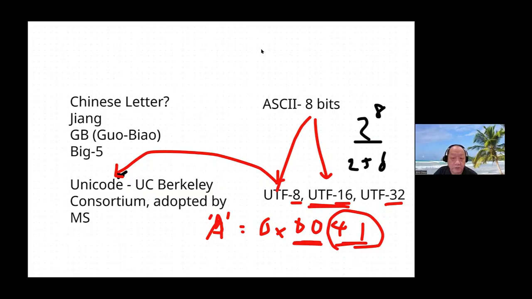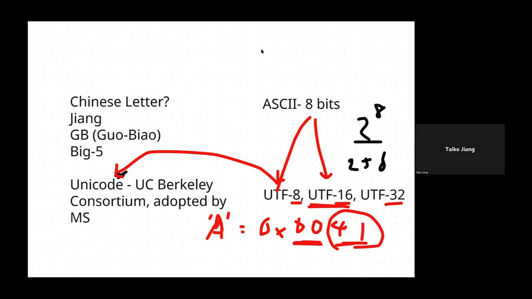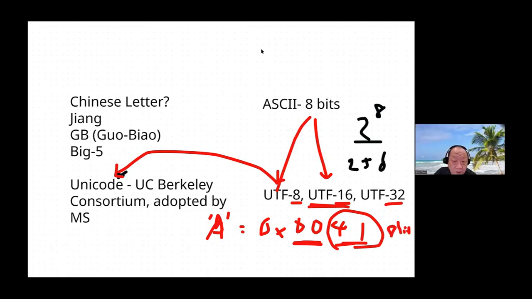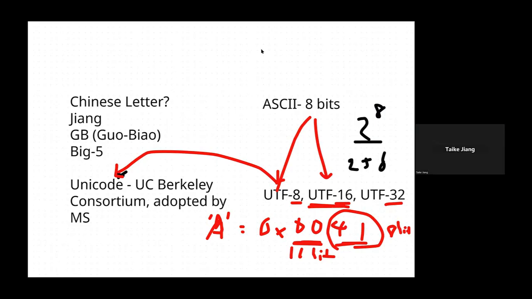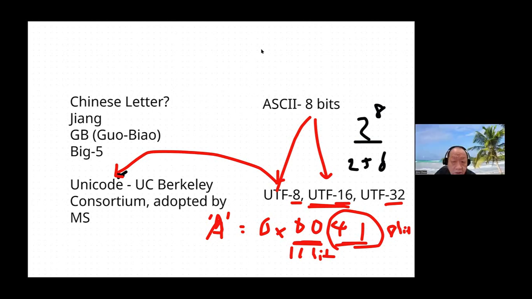But you need to put two more zeros in there, and it becomes 16-bit. So anything starting with 00 is a European or English letter. And why are we talking about UTF-16? It's because UTF-16 is the encoding used for Java.